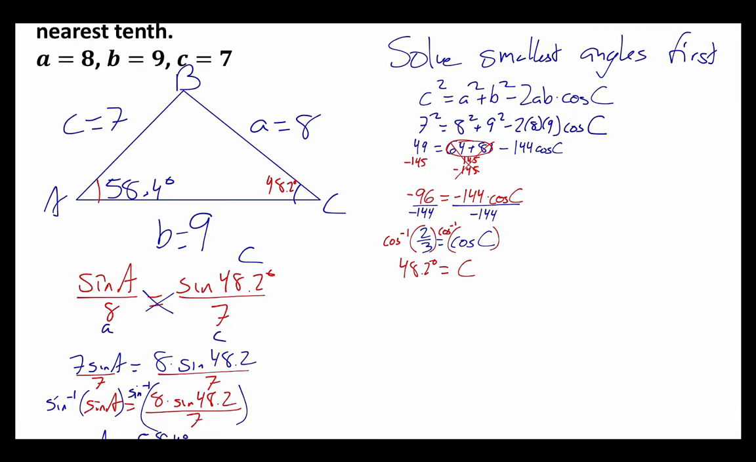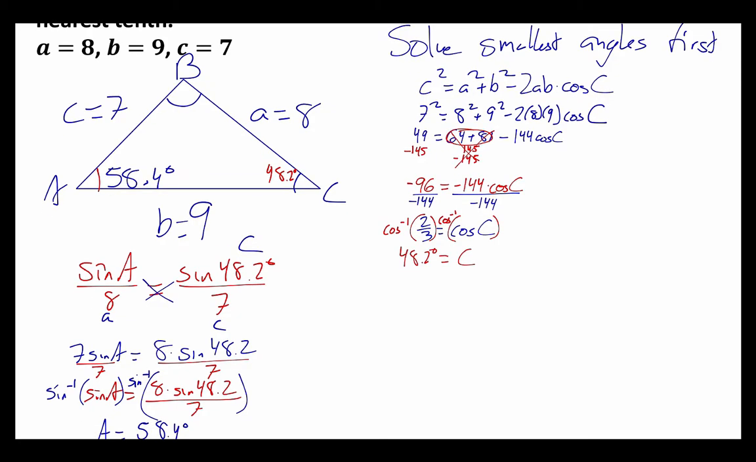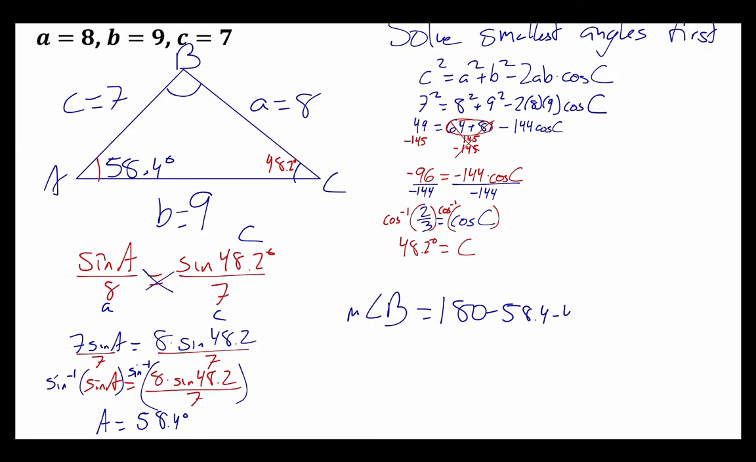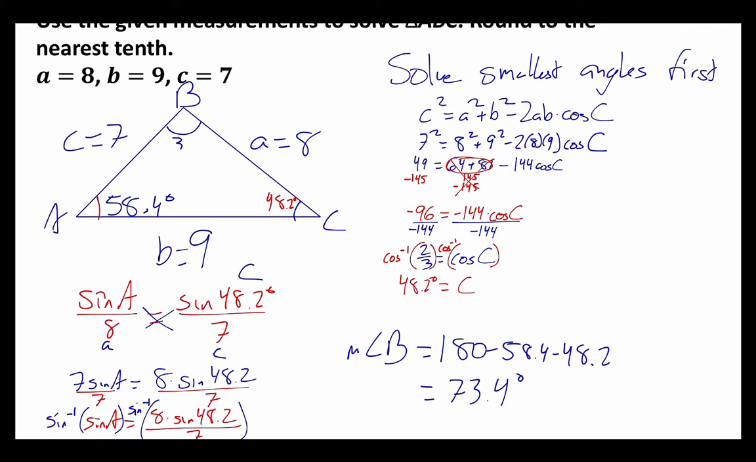Now we still need to find angle B. Thankfully, we have the two other angles. So to find the measure of angle B, we're going to do 180 minus the two other angles. So minus 58.4 and minus 48.2. And we end up with a measure of angle B equals 73.4 degrees. So let's write that. 73.4 degrees.